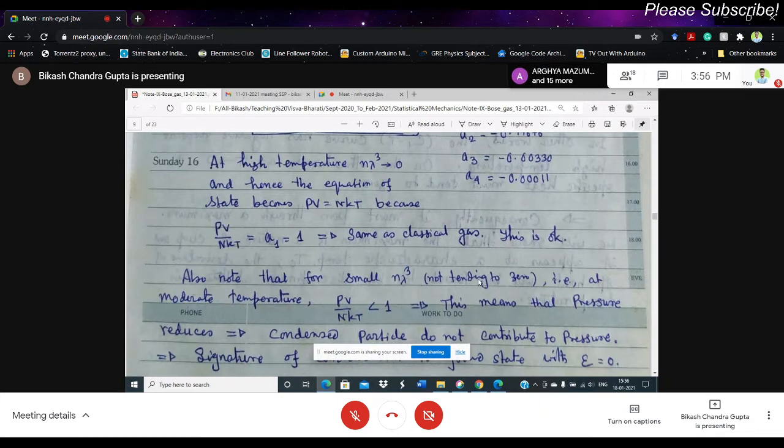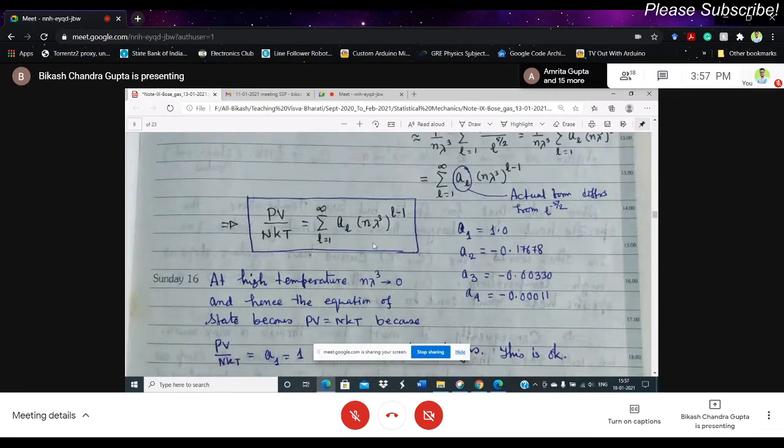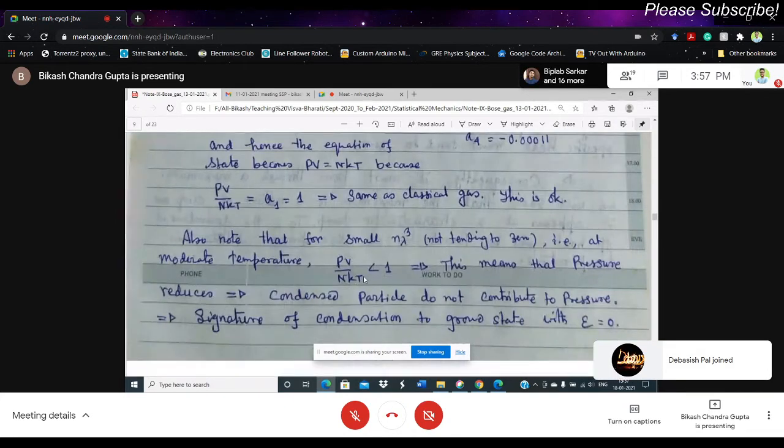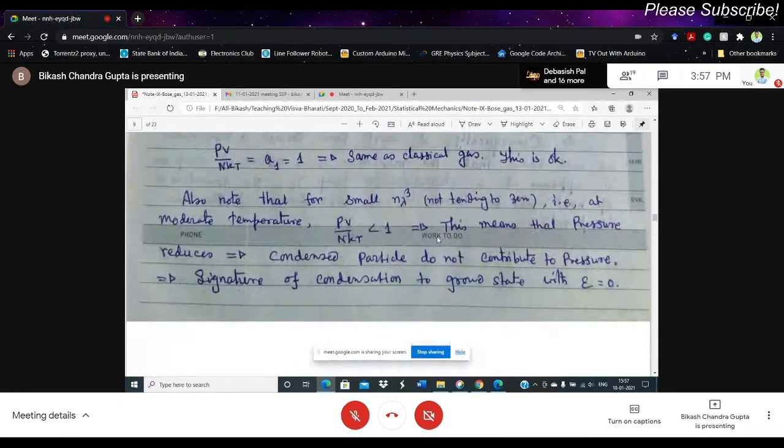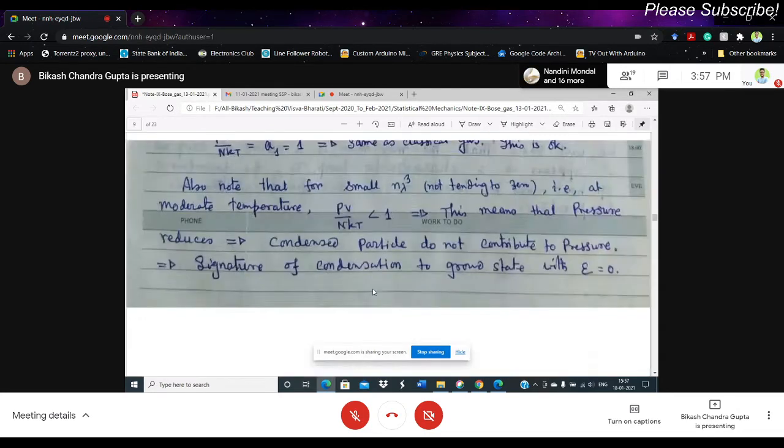However, note that for small n lambda cube not tending to 0, that is, a kind of moderate temperature, n lambda cube is not that small. It means that you don't just terminate the series at the first term, you also consider the second and third terms, because they will contribute a little bit. But those coefficients are negative, you see, and therefore PV is less than nkT, or PV by kT is less than 1. It will be 1 minus some value and so on, and therefore the pressure reduces. The system has the same volume, and the condensed particles do not contribute to pressure. This is the signature of condensation to the ground state with epsilon 0.